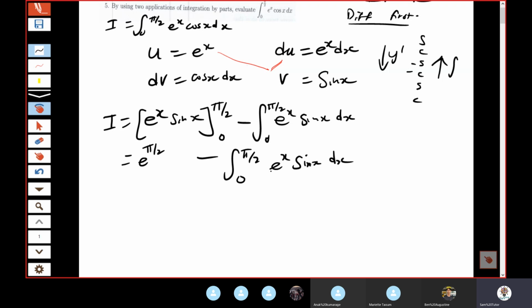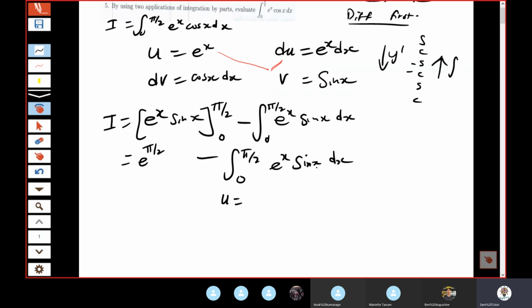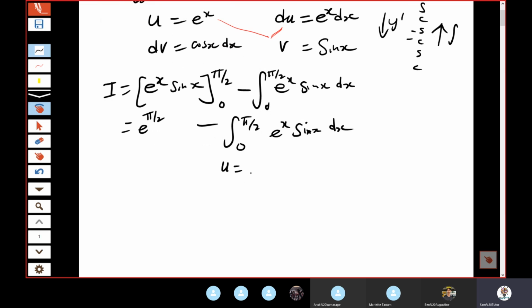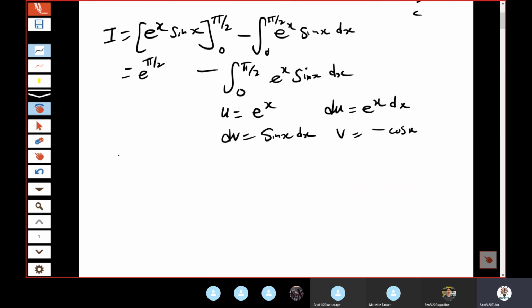But we realized last week, we said, okay, we've got to probably do this again, a second time. So we'll say u equals, you have to try to keep them the same. You can't go u equals sine x, otherwise you're just going to revert back to the question. So you'll say u equals e to the x, and then again, du equals e to the x dx, dv equals sine x dx, and of course, the integral of sine becomes negative cos. And then you just do it all again.